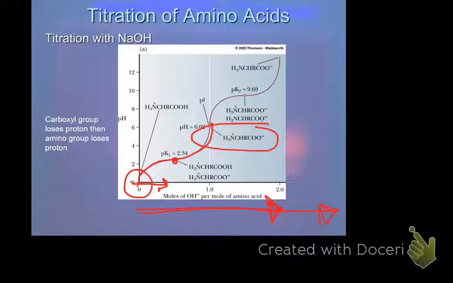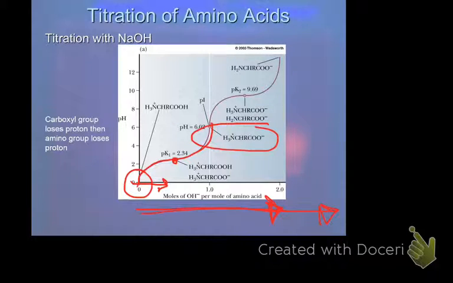Now that pKa means it's 50% has a +1 charge and 50% is neutral. So overall, if you add 50% of the +1 and 50% of 0, what's the overall charge on that solution? It's going to be +1/2. So that's what the effective charge would be.